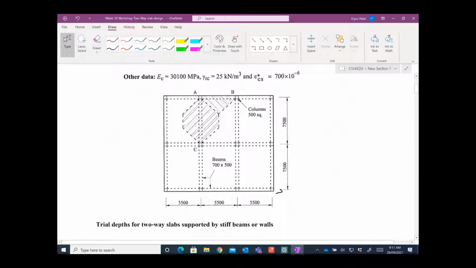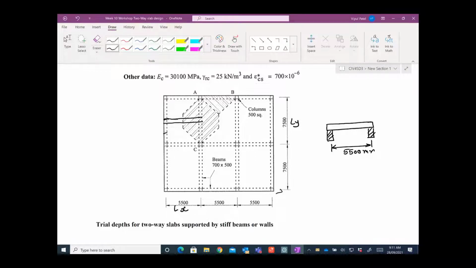So if you have, this is your x direction, because let's say this is lx and this is ly. If I take the 1 meter wide strip across the x-axis, then if I draw that 1 meter wide strip, let's say this is a slab, and let's say this is the support, because this is the beam here, and let's say this center to center distance is 5500 millimeters.